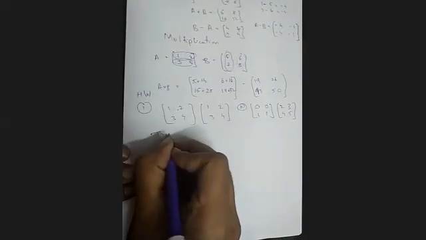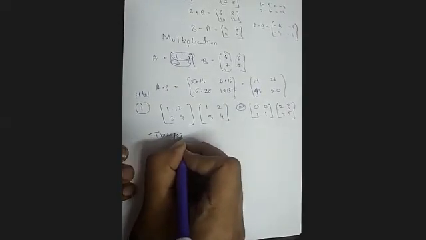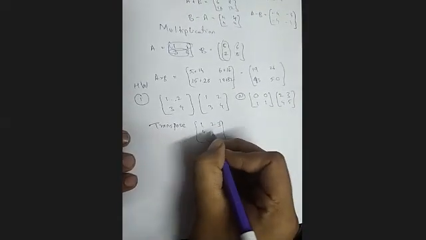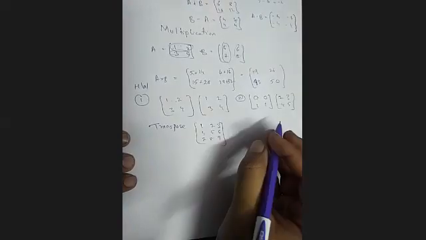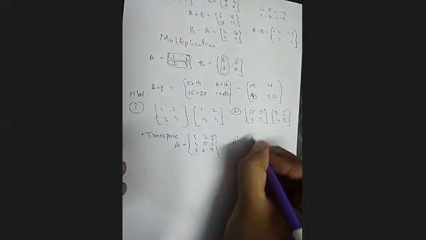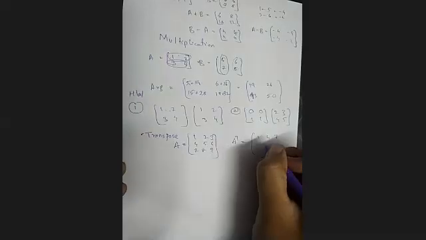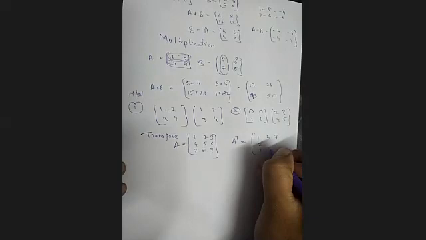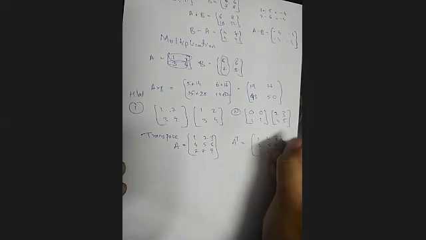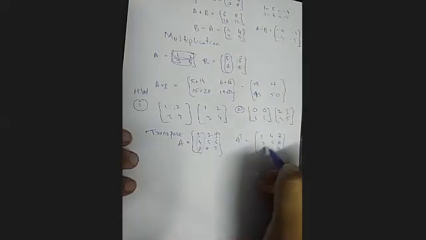Next is transpose. So how do you find the transpose of a matrix? Say we have a matrix. So this is A. Then A transpose will be 1. We'll shift these numbers to here. This is your A transpose.